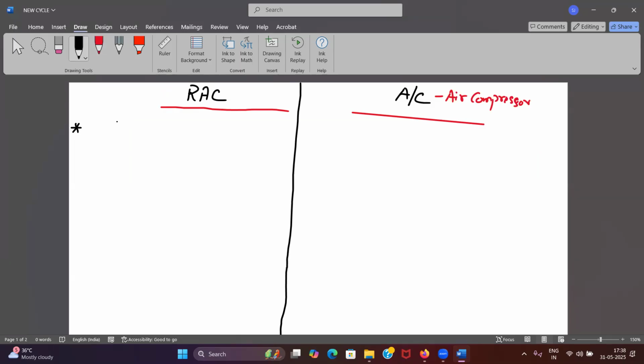So we are dealing with an air compressor, which is dealing with air. RAC is a closed circuit. Refrigerant is not going out. But here it is an open circuit. Air is getting utilized to start the engine and all those things.